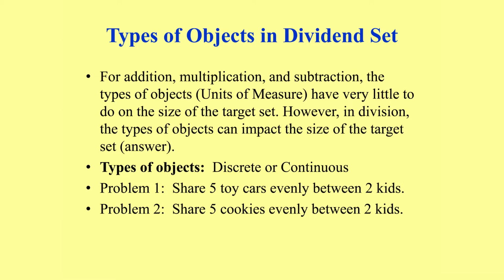Now, money you might think of as being continuous, but it's not. Once we get down to the penny, we can't break it up into smaller amounts. So money represents a discrete object or discrete unit of measure. But paper, liquids like milk or juice, sand, or things like that, where you can break them up into smaller and smaller parts, that represents continuous objects.